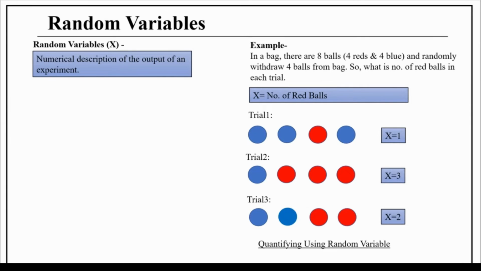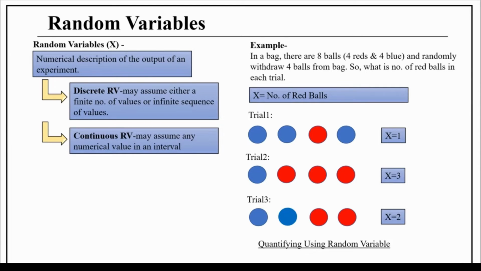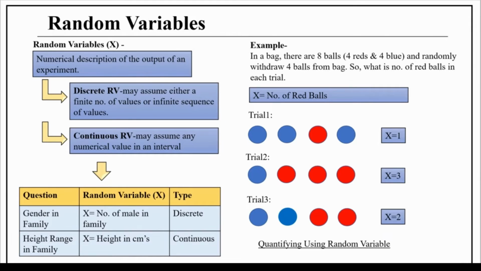Now again going back to random variables, as earlier explained, random variables can be of two types. The first one is discrete random variable, which assumes either a finite number of values or an infinite sequence of values, and the second one is continuous random variable, which may assume any numerical value in an interval. Now let's see some examples of discrete and continuous random variables. The first example of a discrete random variable is the number of males in a family. The example of a continuous random variable is height in centimeters.